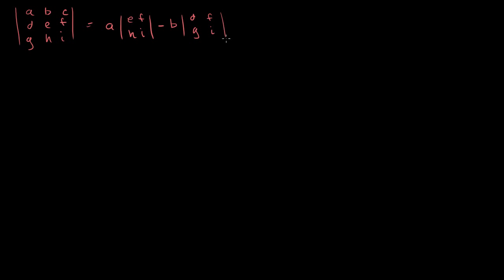So let's say we want to find this determinant. Our matrix is A, B, C, D, E, F, G, H, I. We know how to do this. This is equal to, let's just go down that first row, A times the determinant of E, F, H, I, minus B times the determinant of D, F, G, I, plus C times the determinant of D, E, G, H.